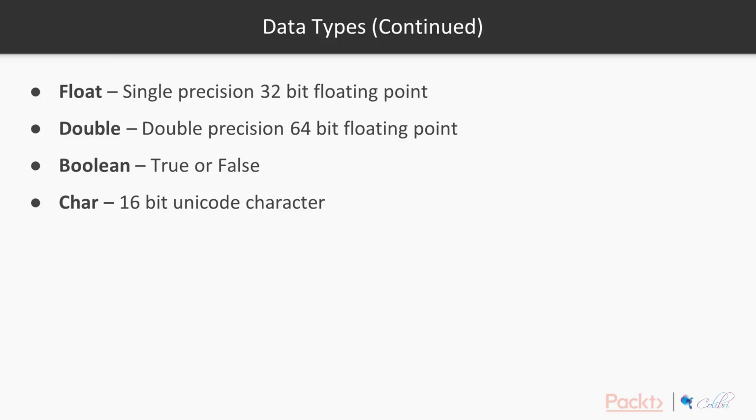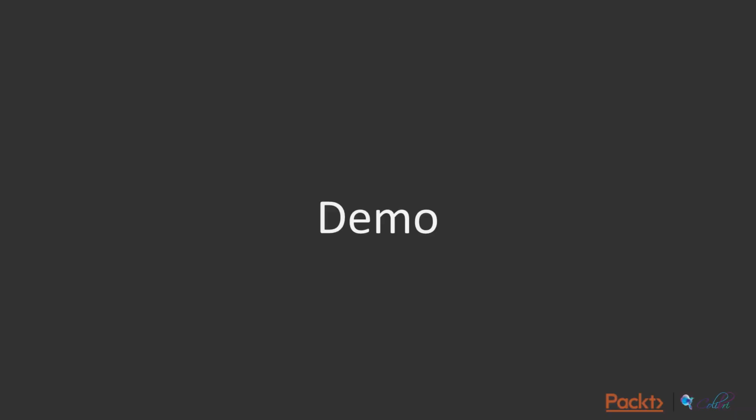Now you'll notice I haven't included a primitive data type for a string. So what happens if you want to store some text? Well, string is not a primitive data type, it's actually an object data type. Under the hood, a string is made up of chars, but there's no string primitive data type. You have to use the string object. So let's take a quick look at what each of these data types look like.